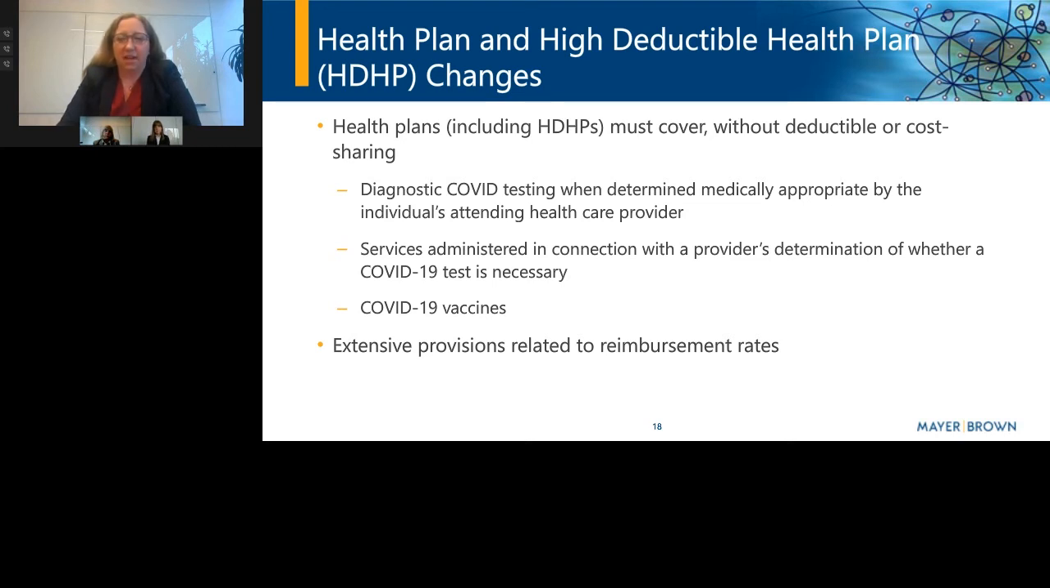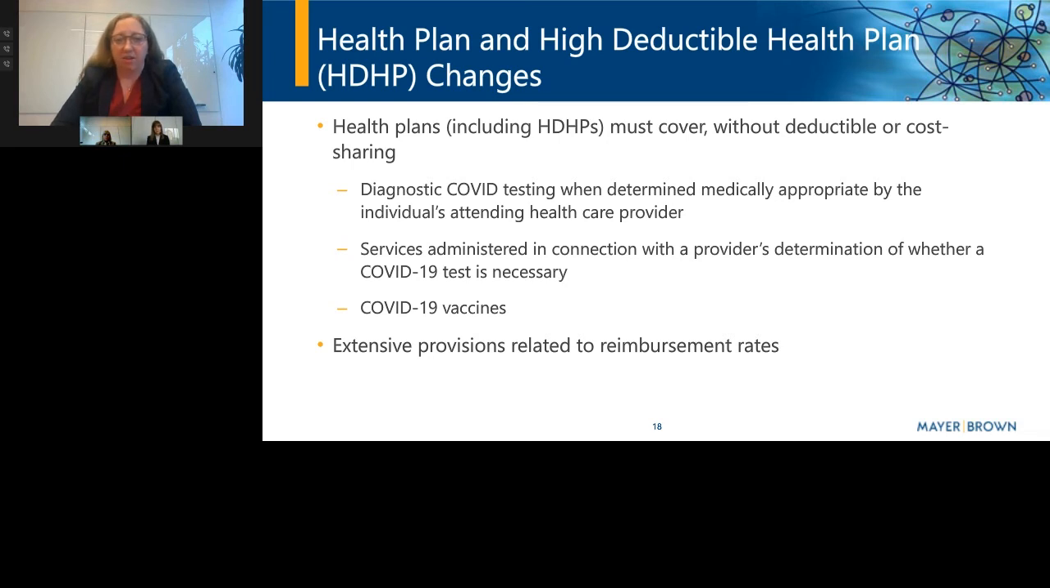To start with on this first slide, this just runs through a few of the changes in the initial IRS notices and then the Families First Coronavirus Response Act that health plans must cover without deductible and without cost sharing. And this includes high deductible health plans. First, they must cover diagnostic COVID testing, and I'll talk a little bit more about the details. They must also cover services that are required to determine whether a COVID test is necessary. And also something that's not relevant immediately, but will hopefully become relevant in the next months to years, are COVID-19 vaccines. Now, I think the one we see the most questions about is perhaps the first one, the COVID testing.